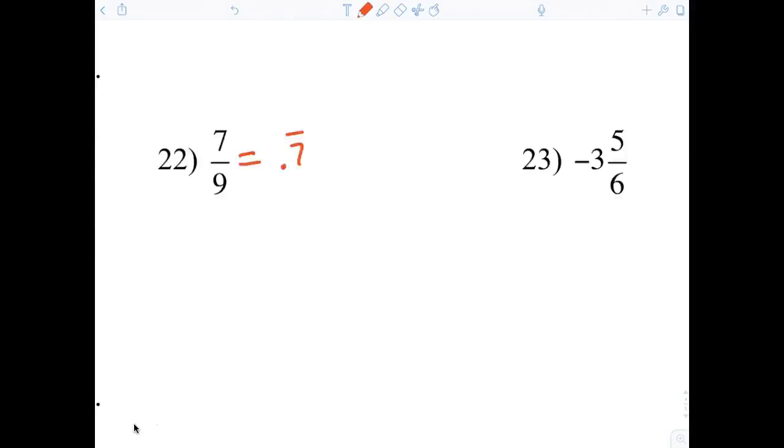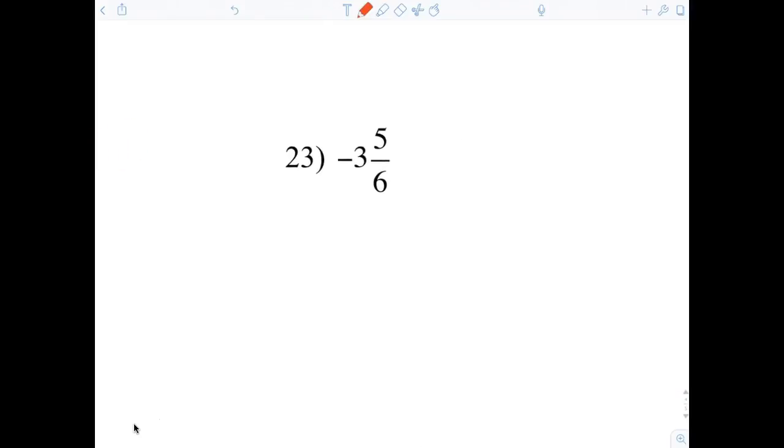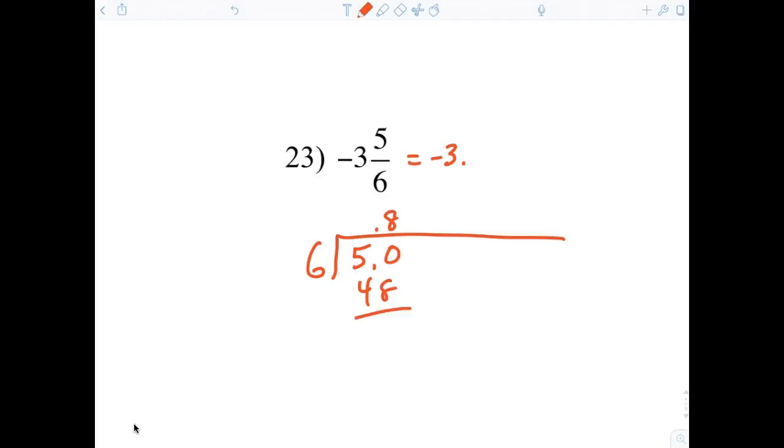Now let's take a look at 23. I don't expect you to know what 5/6 is. So here's what I want you to do. I want you to say -3 point, and then we're going to come up here and do this. How many times does 6 go into 50, guys? 8. How many times does 6 go into 20? 3.